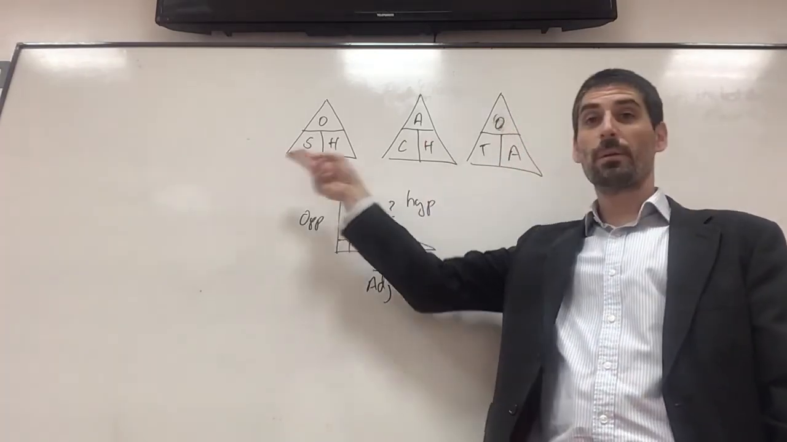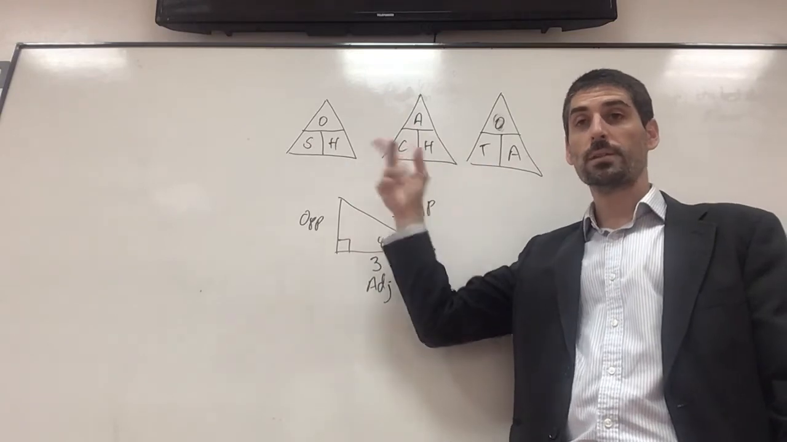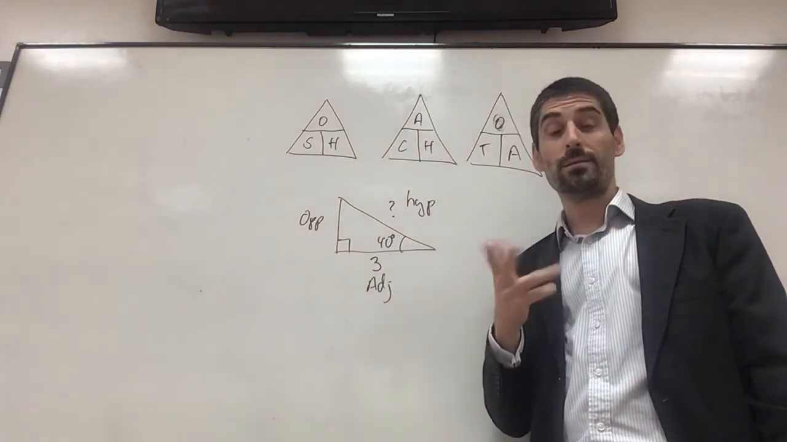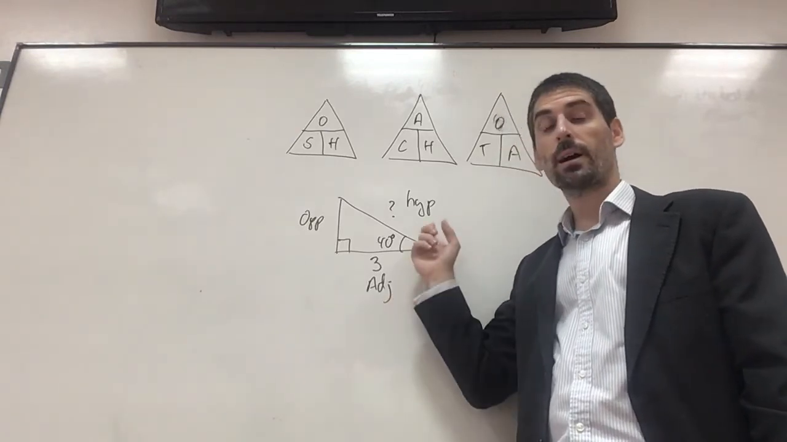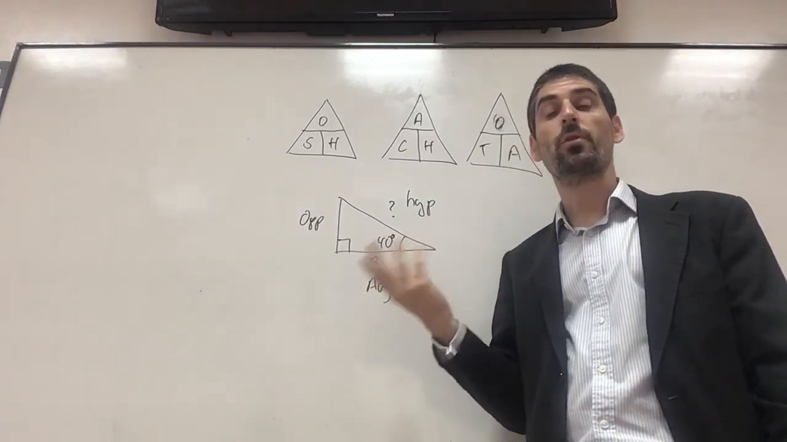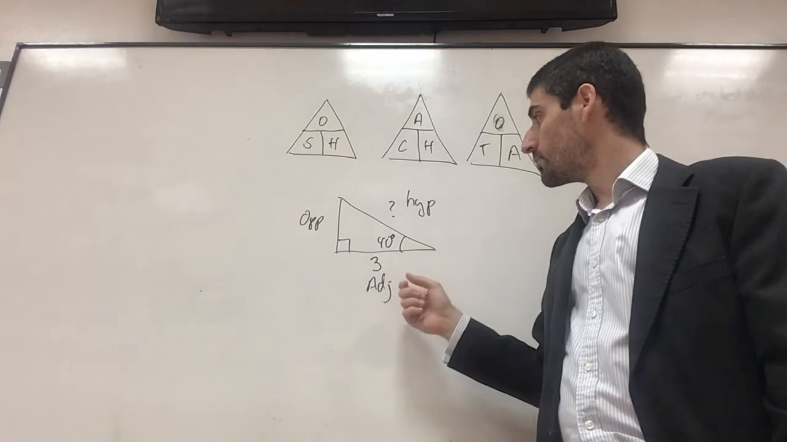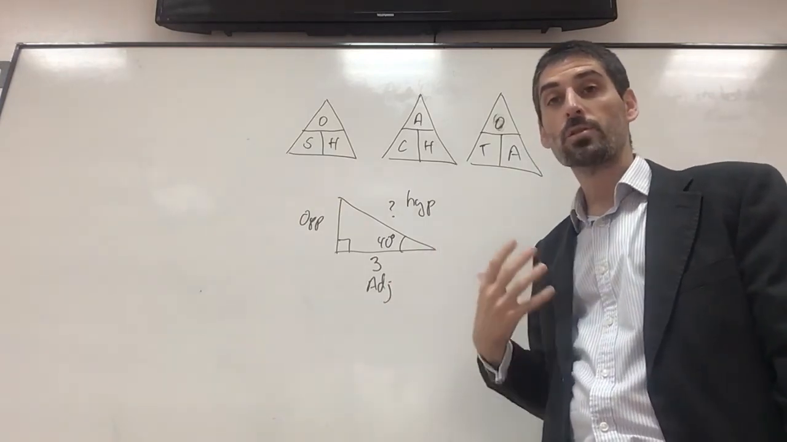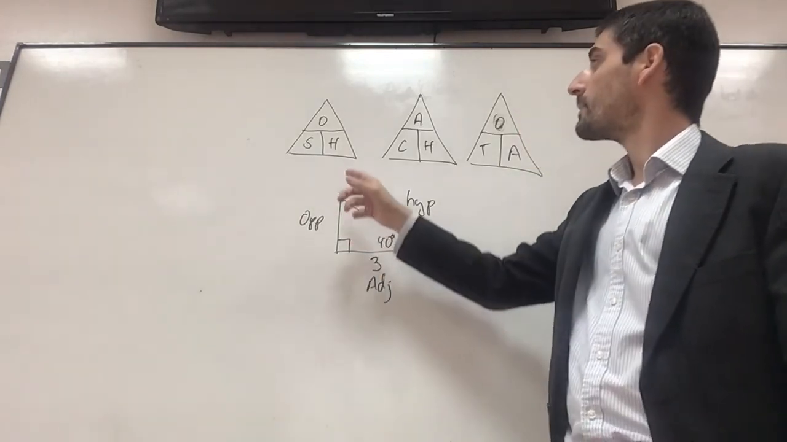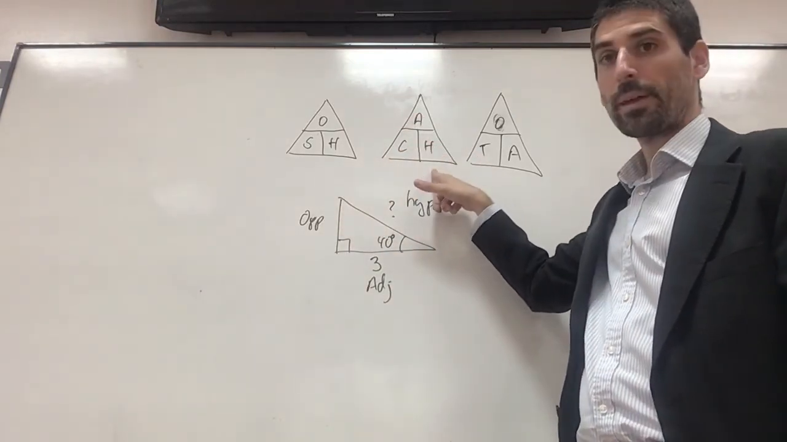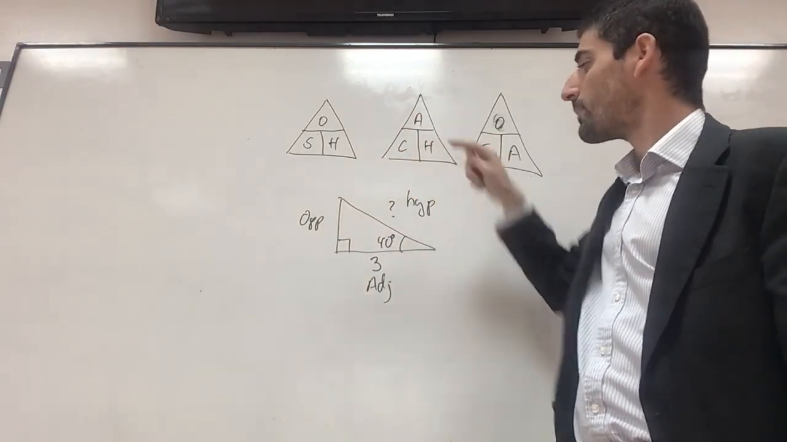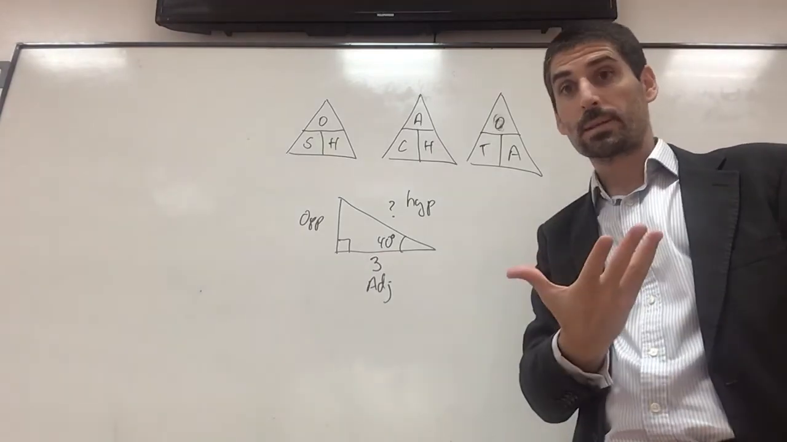So I need to think about my 3 formula triangles. Which one of the 3 links adjacent and hypotenuse? In which of the 3 formula triangles do the adjacent and the hypotenuse appear? Well, it's not that. It's got to be that one there, because I've got adjacent and hypotenuse.